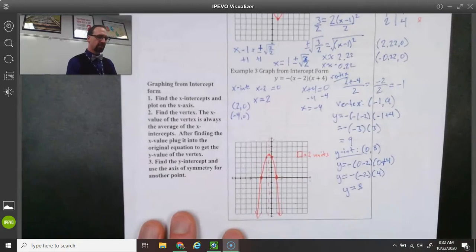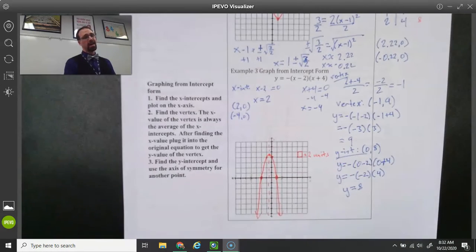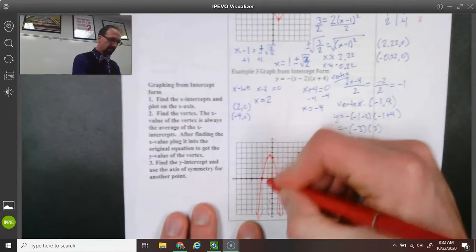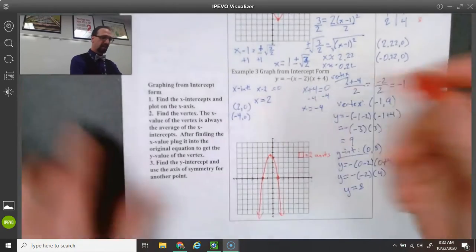If you have to change your scale, it's best to change both the x and the y-axis. Notice that I changed both. I did not change just my y-axis, though I could. And then again, make sure that we erase our axis of symmetry, because that is not part of the graph, though we use it to obtain the graph.